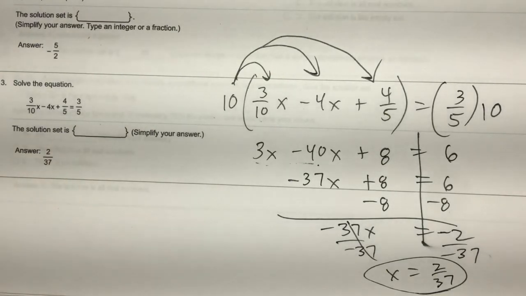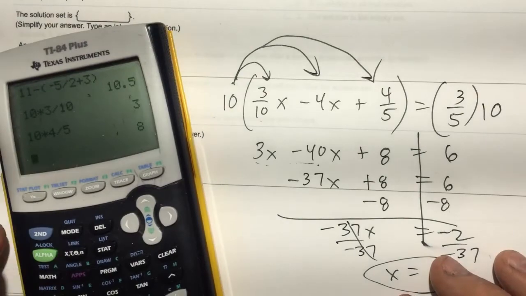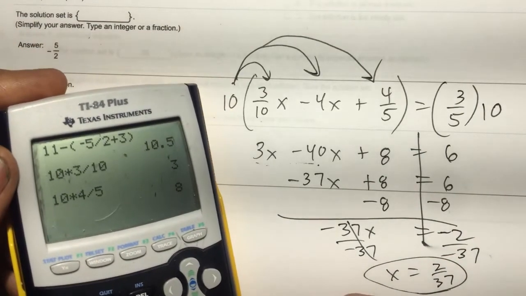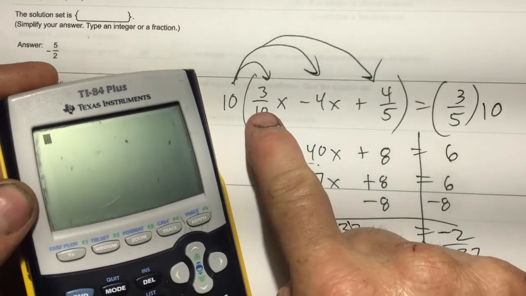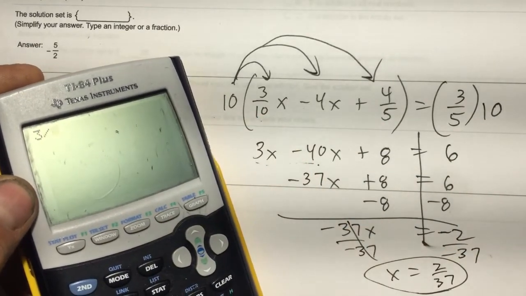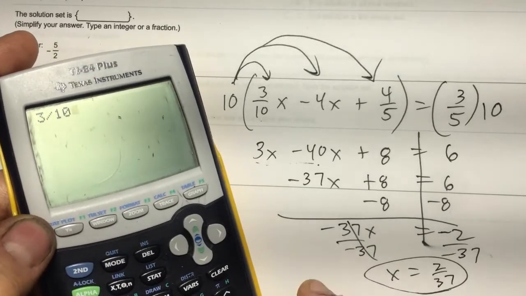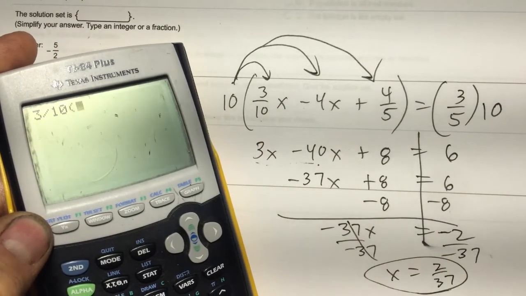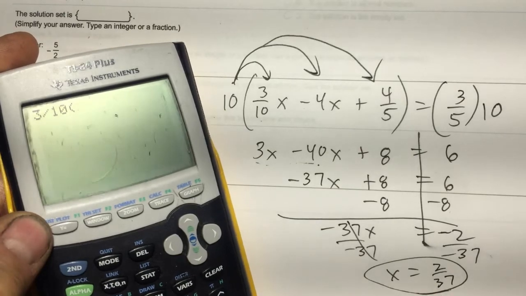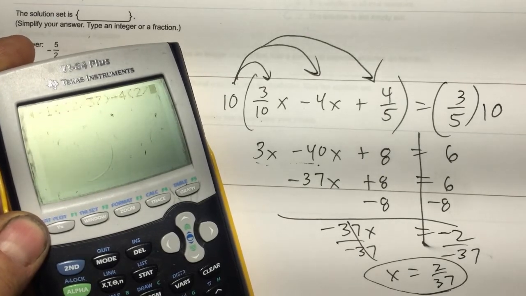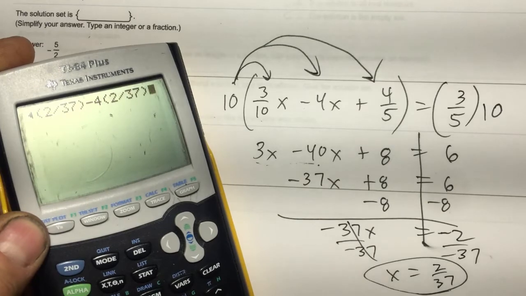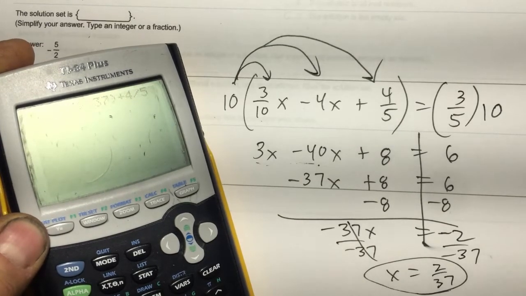But let's check it. Now let me show you on checking this, because you don't want to get this one wrong, and you should be able to get this, I'm telling you. So we got 3 over 10, so 3 divided by 10, and then times the x. So in my parentheses, I'm going to put 2 divided by 37. Minus 4, and in parentheses, 2 divided by 37. Plus 4 divided by 5.